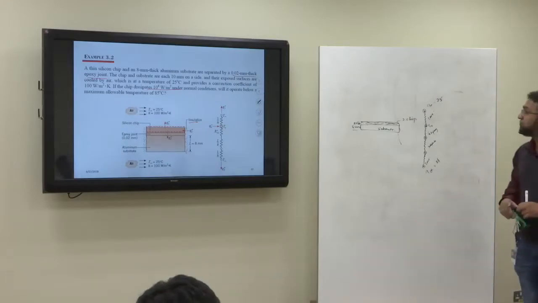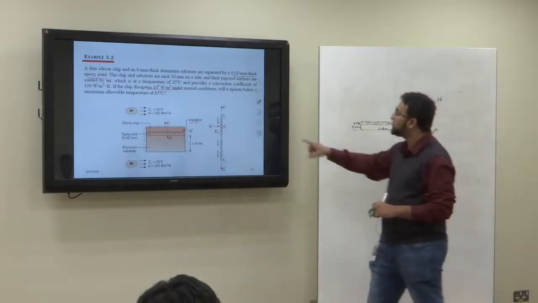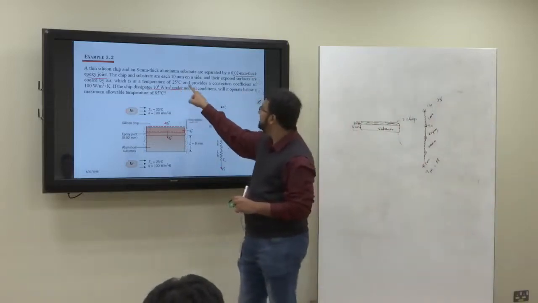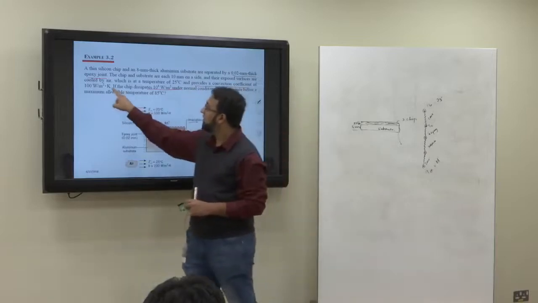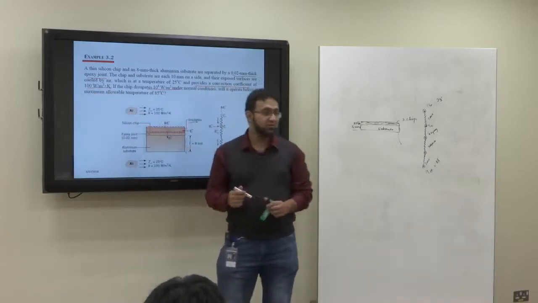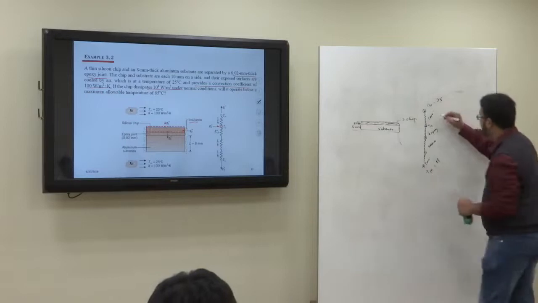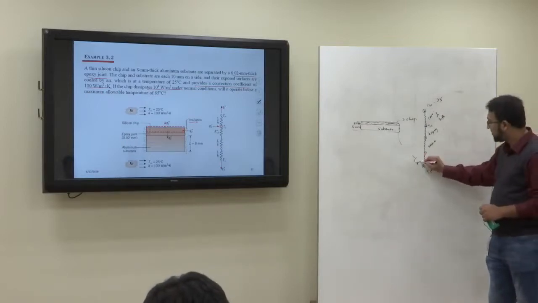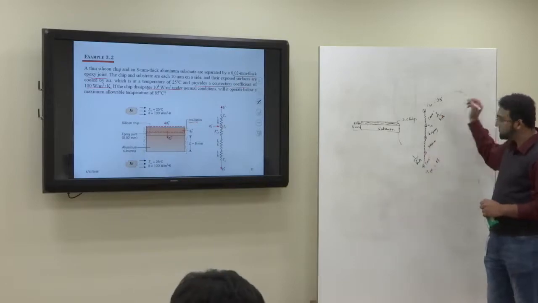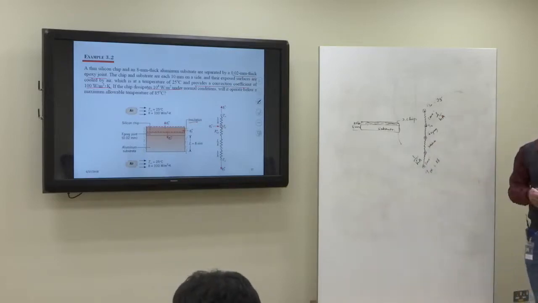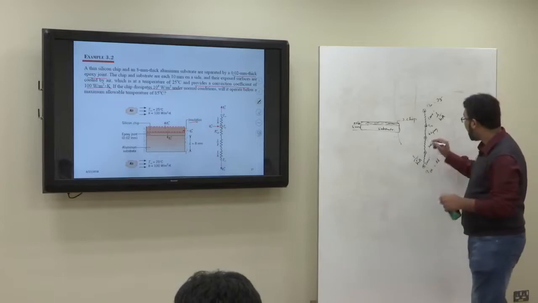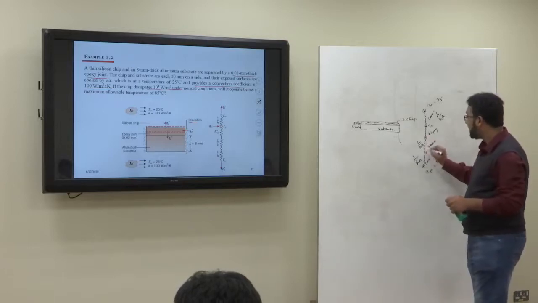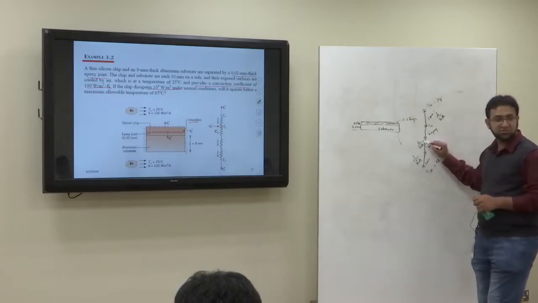Now it's written that the air provides a convection coefficient of 100 watt per meter square Kelvin. So for the convective resistance, it will be 1 upon hA, and this will also be 1 upon hA. This h is given, because it is the convection coefficient for the air, and it's provided. For the substrate, it will be L upon kA, where L is the thickness of the substrate, which is given.